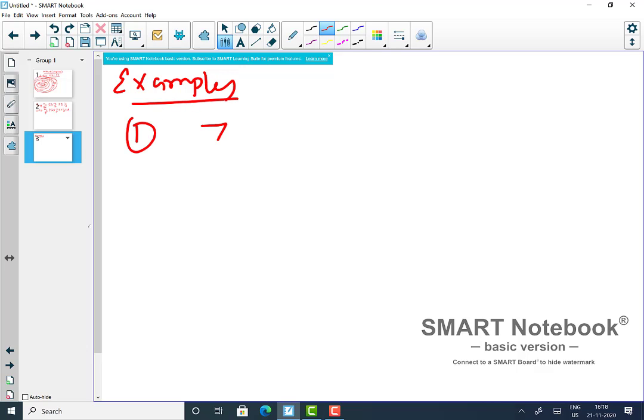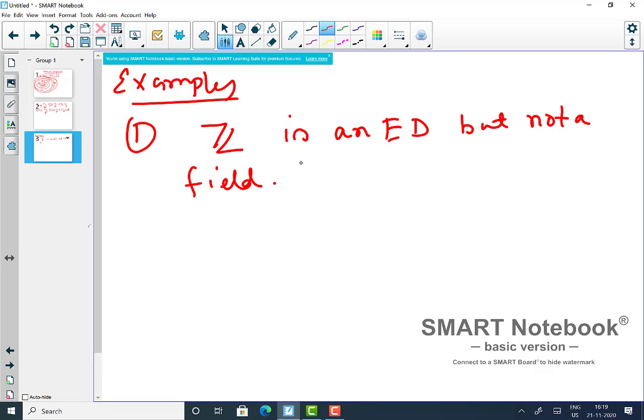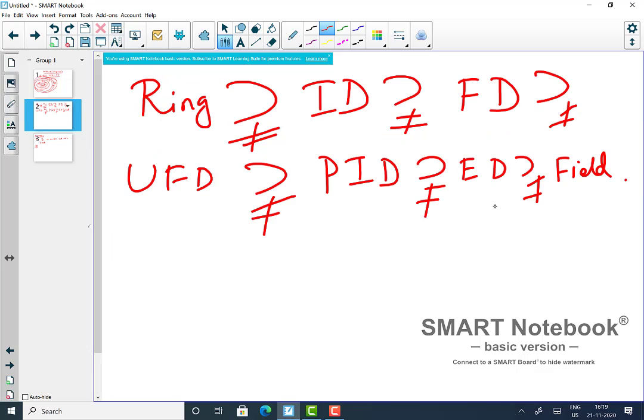Case 1, example 1: the ring of integers is a Euclidean domain but not a field, right? Why is it not a field? Because you cannot invert every non-zero element. Like 2 doesn't have an inverse in Z, right? You understood this portion.